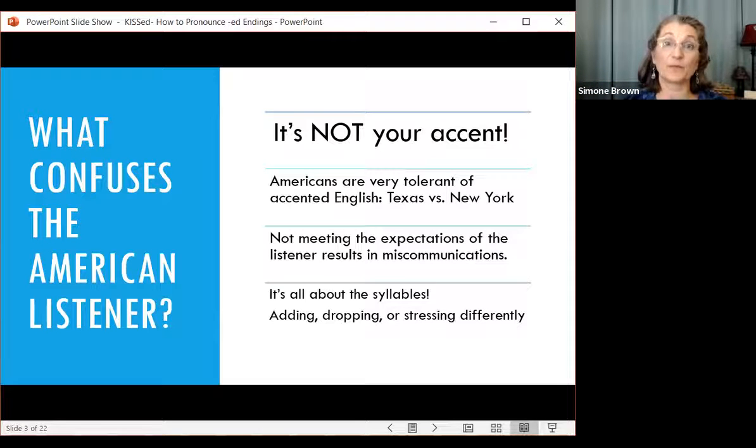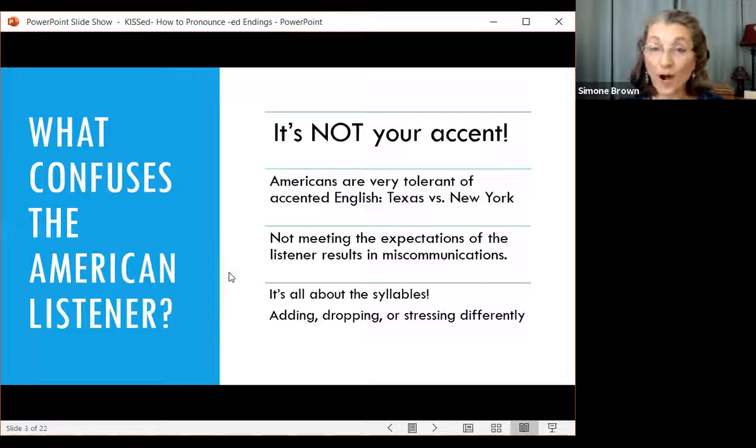And this is a big problem for American listeners. It's a big problem if you're not stressing properly, if you're stressing a different syllable than we're expecting, or if you're adding or dropping syllables. That's a huge problem for American listeners as well.